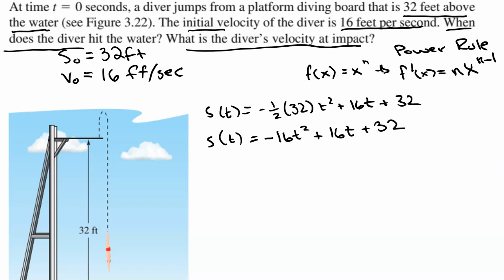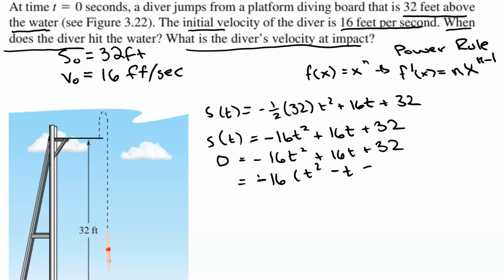So let's go ahead and look for when we hit the water. Our position when we hit the water is going to be 0. This is just us finding the roots for this problem, or the x-intercepts. So this one is a pretty problem. We can factor it, so we're going to go ahead and do that. We'll pull out negative 16, our greatest common factor.